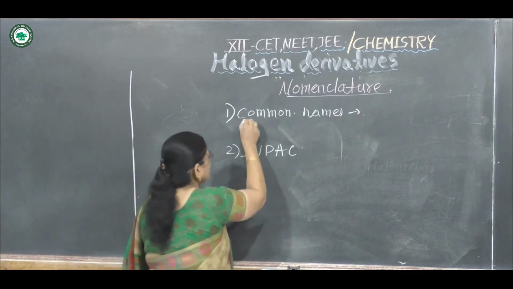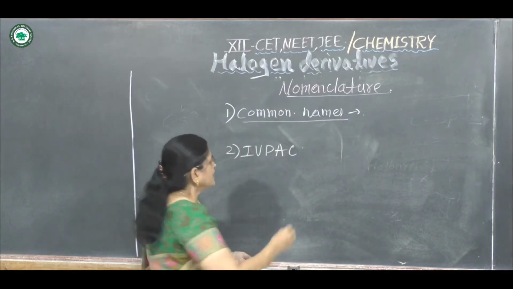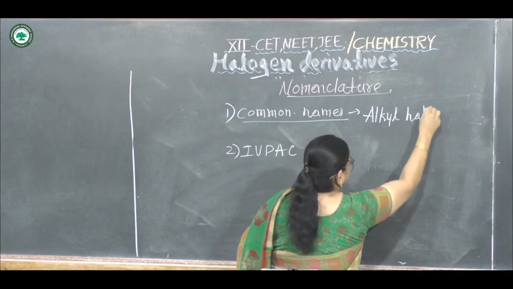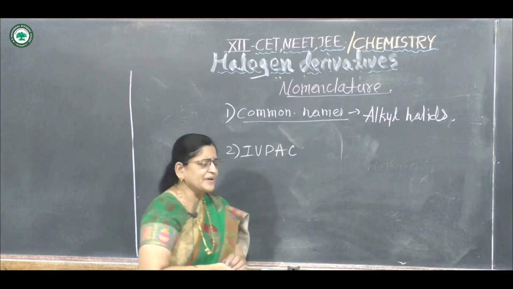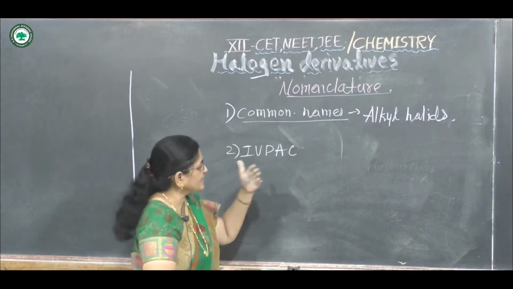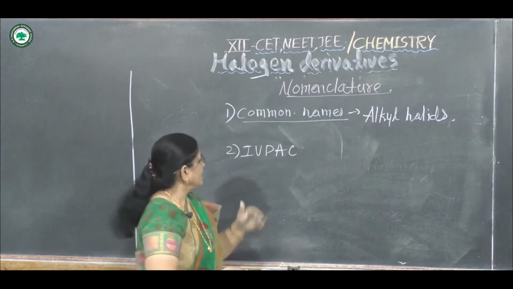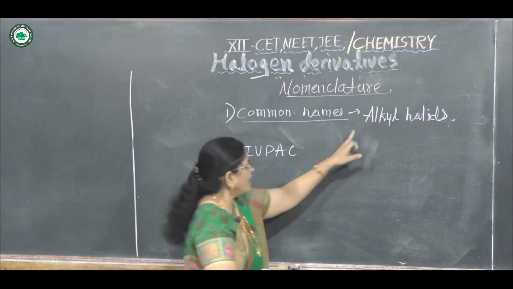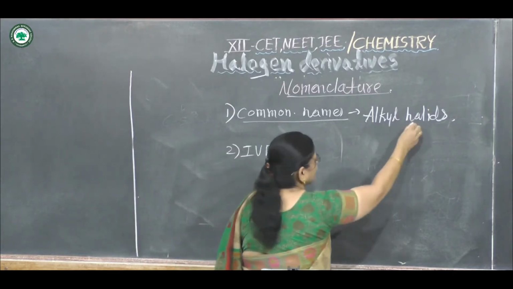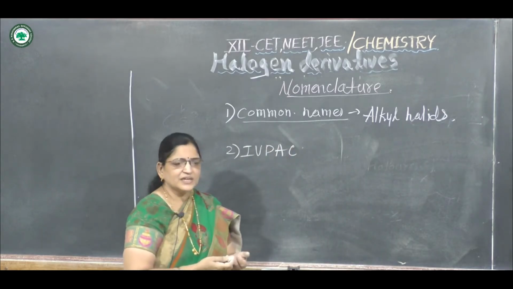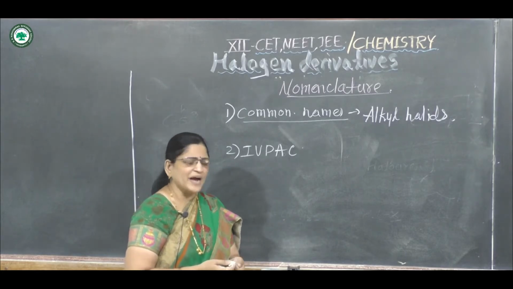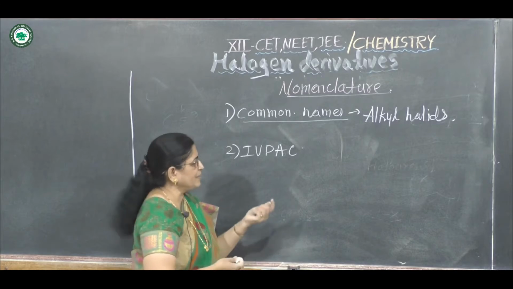In the common name system, these are named as alkyl halides. That is, they are derived as alkyl derivatives of a halogen derivative. Halides: if there is a chlorine atom, it is named chloride. If there is a bromine atom, it is named bromide. If there is an iodine atom, it is named iodide.